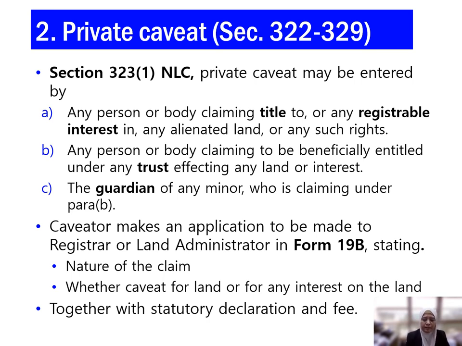The caveator makes an application, which must be made to the registrar or land administrator. The form used is 19B. In the form must be stated the nature of the claim. Kena apa yang diminta tu, nature of the claim, whether the caveat is for the land or for any interest on the land, together with a statutory declaration and fees, right?